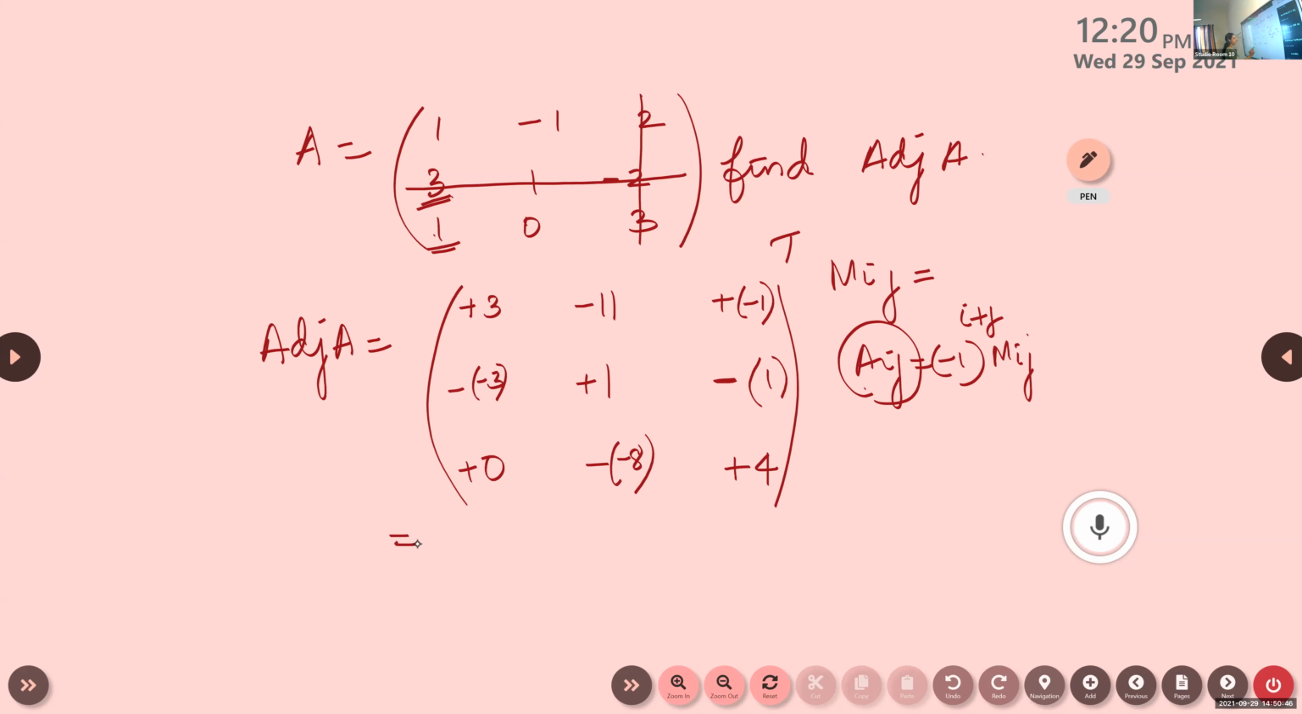Yes. So it will be the same, we have to take the transpose. 3 minus 11, 1. 3, 1 minus 1, 0, 8, 4. Is it correct, Karthik? Ma'am, yes. 3 minus 11 and minus 1. Yes, minus 1. Yes. This is the adjoint.